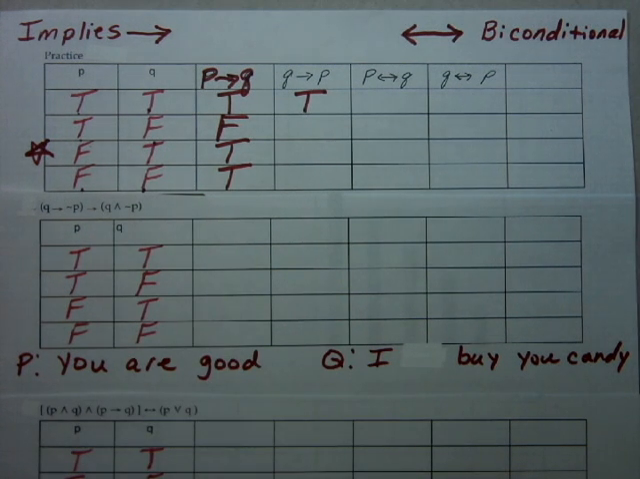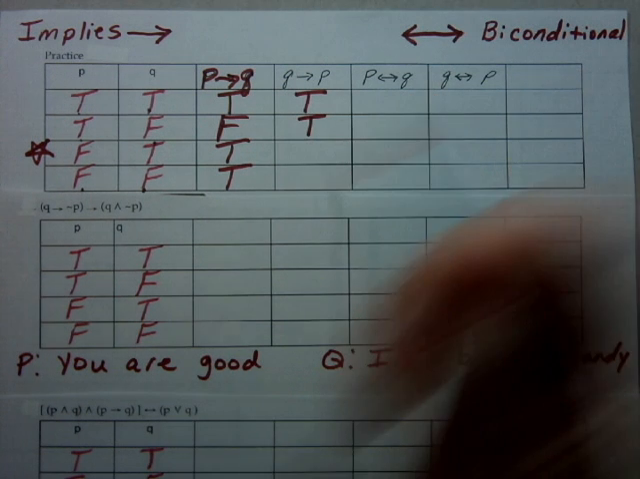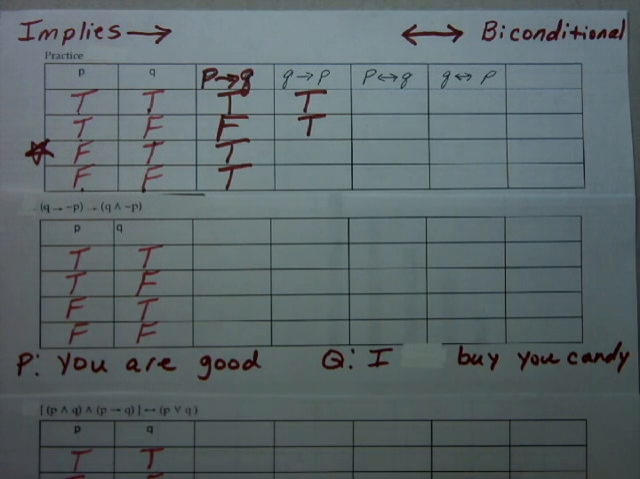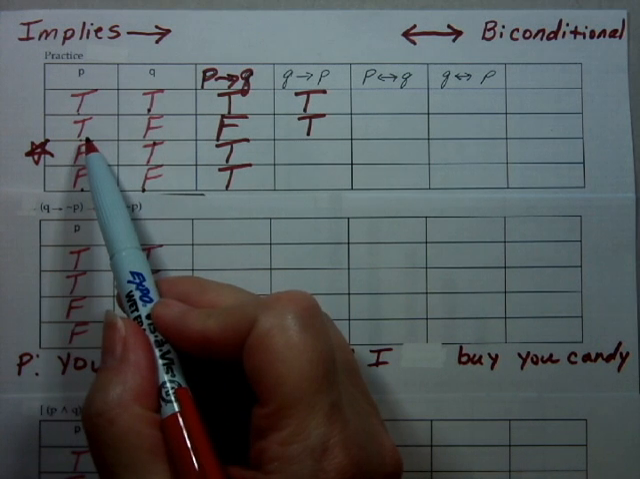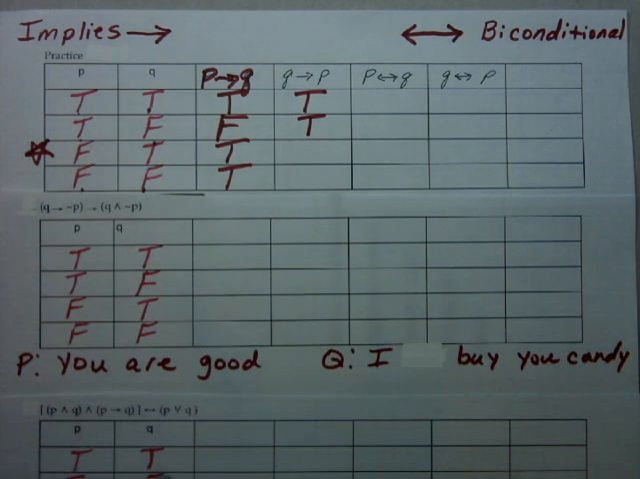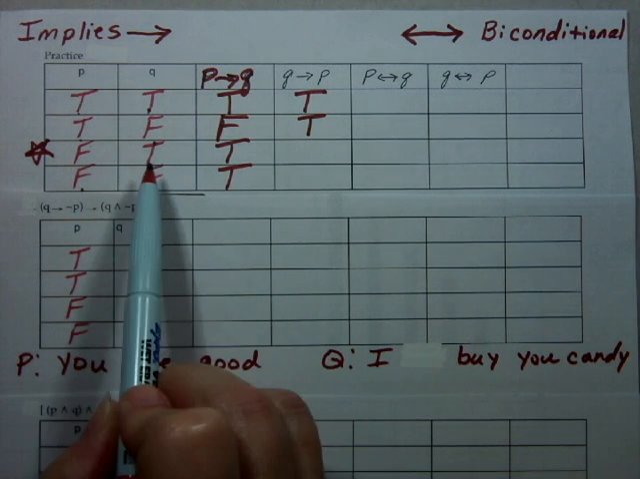So if I don't buy you the candy, it doesn't mean that you were lying. You just said if I bought you candy that you would be good. When I didn't buy you candy, you could be good or not. It's totally up to you. Again, let's look at the candy.